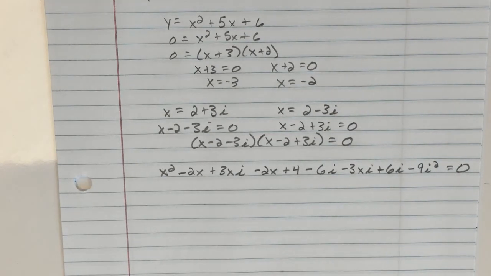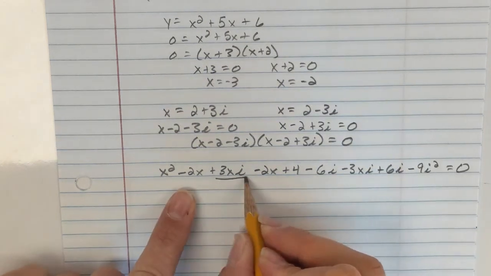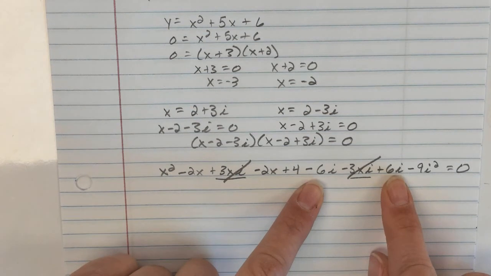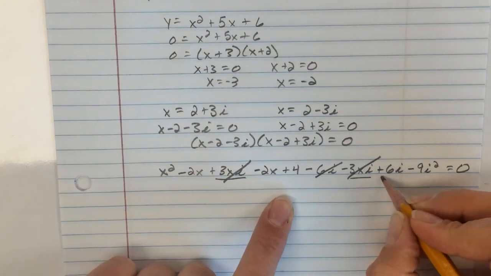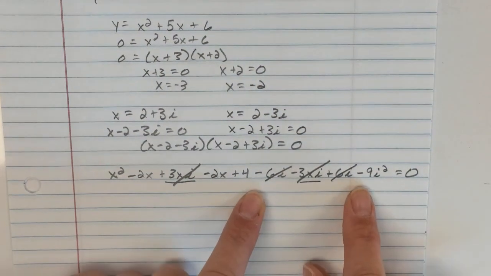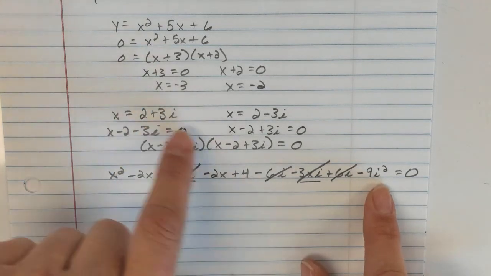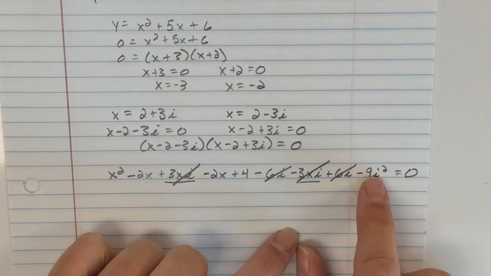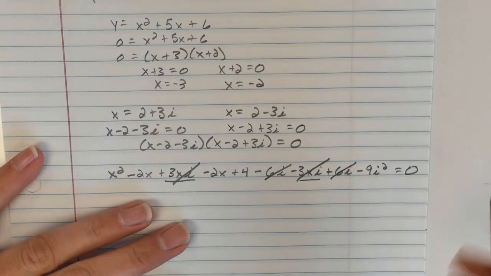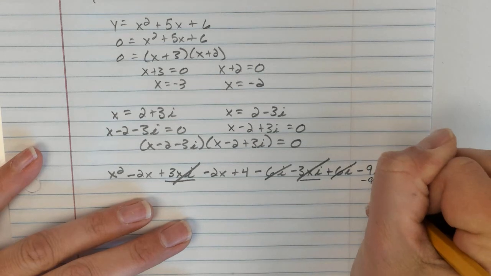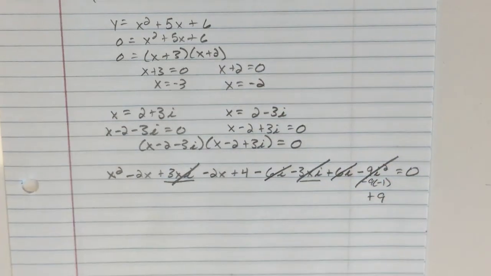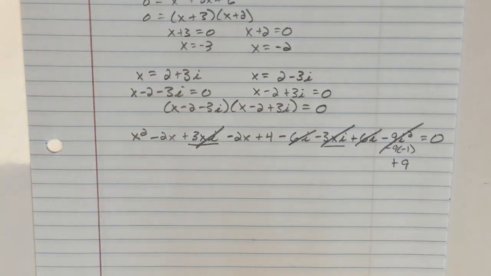Looks horrendous, but most of that stuff cancels itself out. Positive 3xi, negative 3xi, those cancel. Negative 6i, positive 6i, those cancel. All of your i values should go away if you've done this correctly, because you're using the complex conjugate, so all of those middle terms should cancel each other out. Okay, the only one I'm left with is the i squared, which we then change to a negative 9 times negative 1, which makes positive 9. Okay, combine your like terms and you're there.